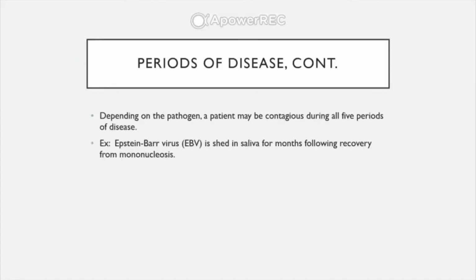Now it depends on the pathogen, but a patient may be contagious during all 5 periods of disease. An example is the Epstein-Barr virus, EBV, which sheds in the saliva for months following recovery from mononucleosis.